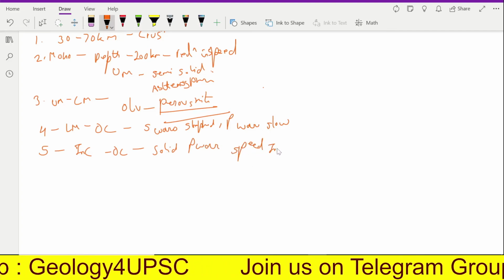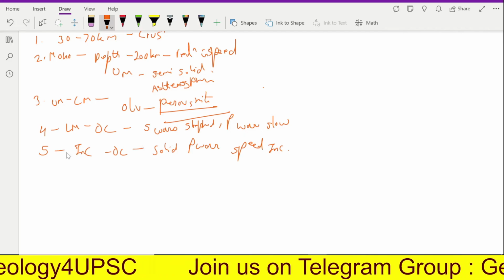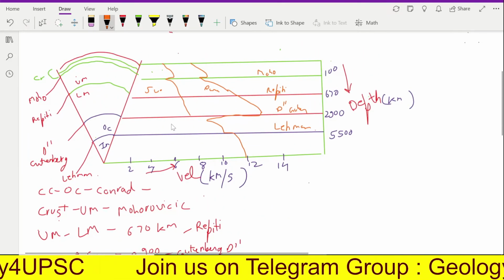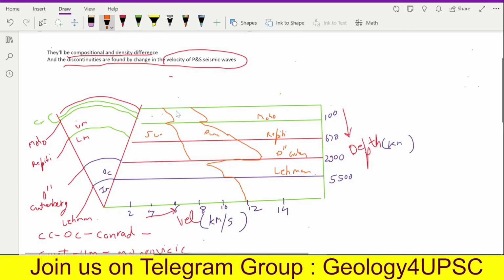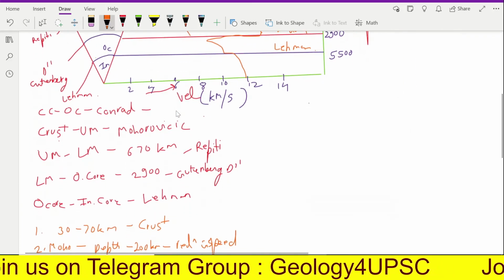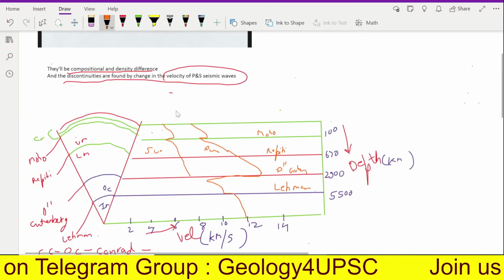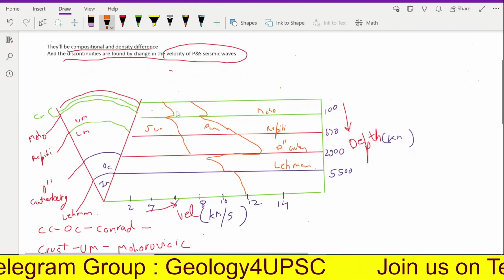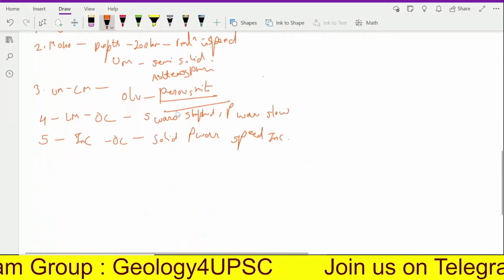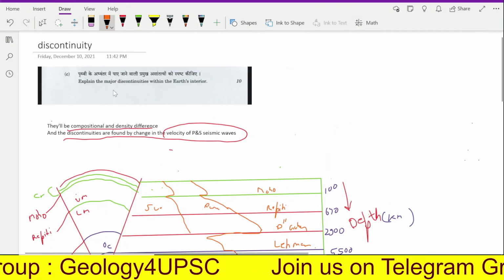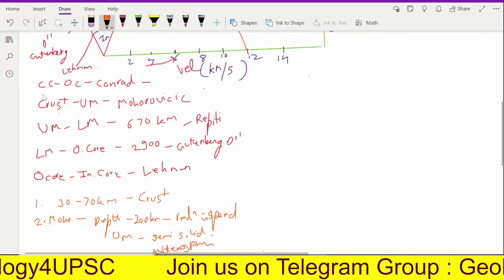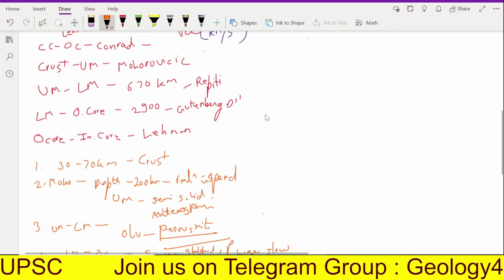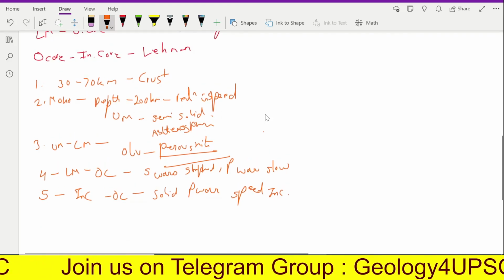Here again, this is solid, so P wave speed increases. Just don't forget to write that the Earth's internal structure was defined due to seismic waves, and the reason is change in density and change in structure of the minerals. So this marks your 10 marker question for this part. You have to be quick with the figure, and these five discontinuities you have to write. Thank you.